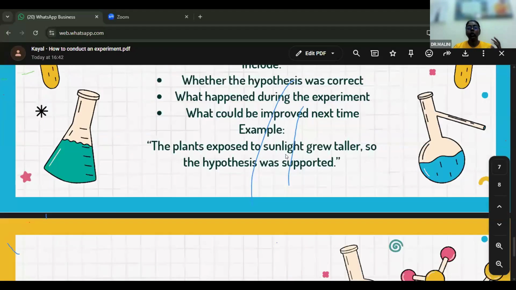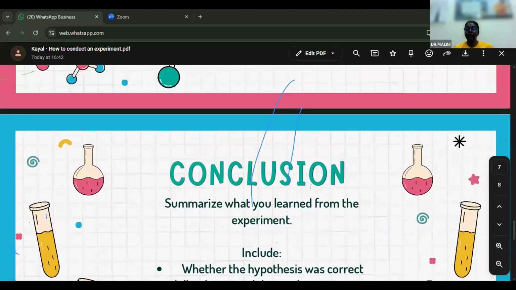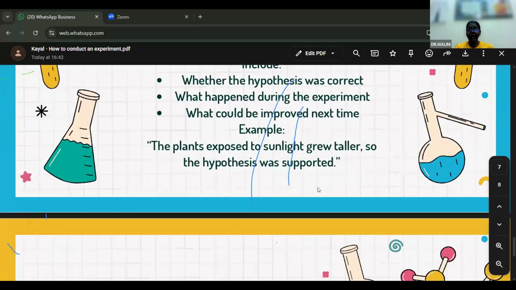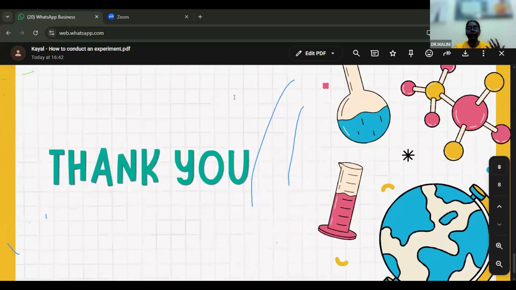So for the conclusion, summarize what you have learned from the experiment, whether the hypothesis was correct, what happened during the experiment, and what could be improved next time. Example: the plants exposed to sunlight grow taller, so the hypothesis was supported. This is just a simple one.